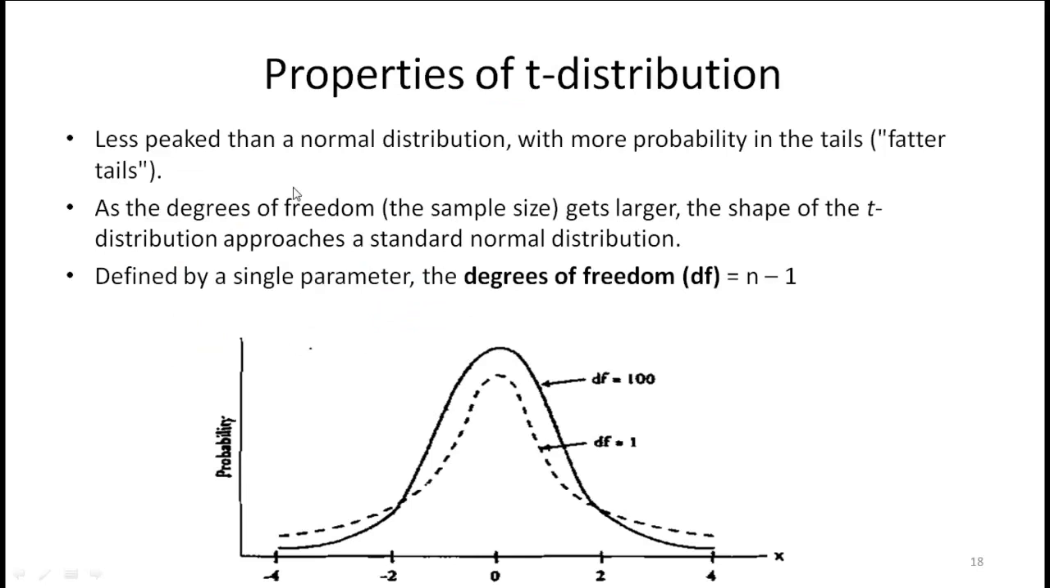The t distribution is less peaked than a normal distribution with more probability in the tails. The degrees of freedom is basically equal to the sample size minus 1. So as the degrees of freedom gets larger, the shape of the t distribution approaches a standard normal. So when degrees of freedom is relatively large, let's say 100, the shape of the t distribution will essentially be like a normal distribution.